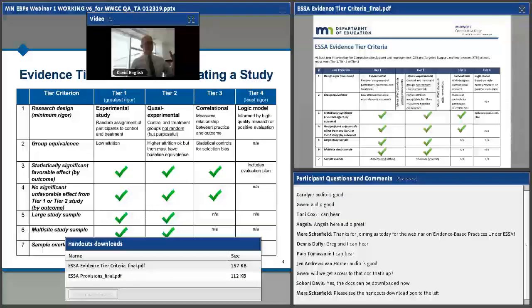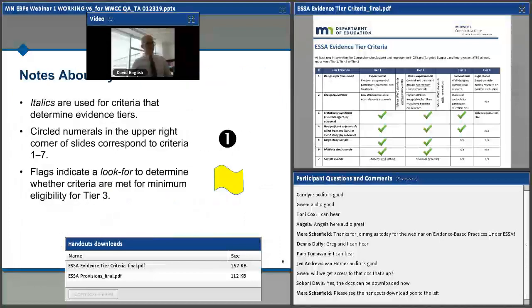Just a couple of housekeeping things. You're going to see this evidence tier handout on your screen as another section of your screen. We're doing this because this is a master list of all the criteria for the evidence, and we're going to be going through the criteria, and so you'll be able to refer back to this as an anchor for the discussion around all the various criteria.